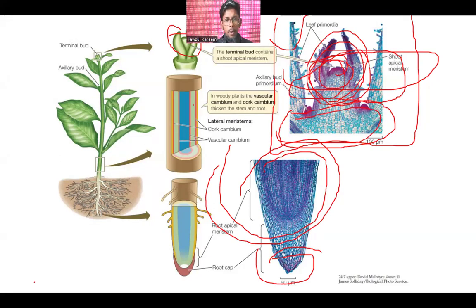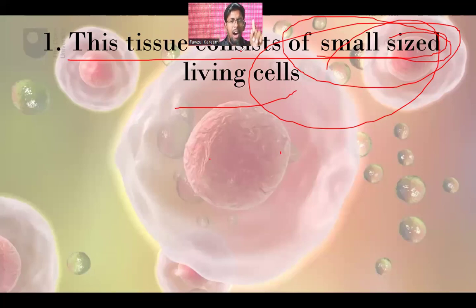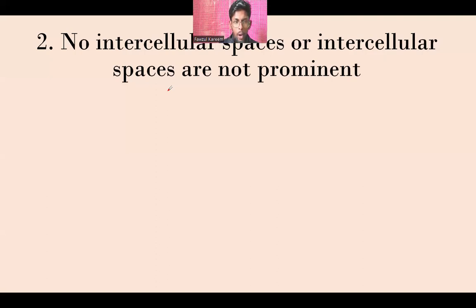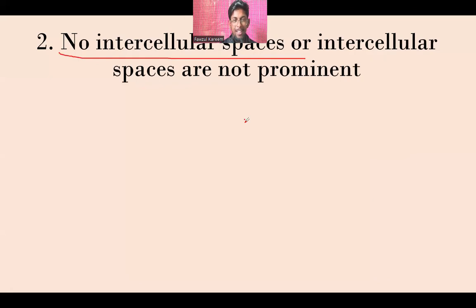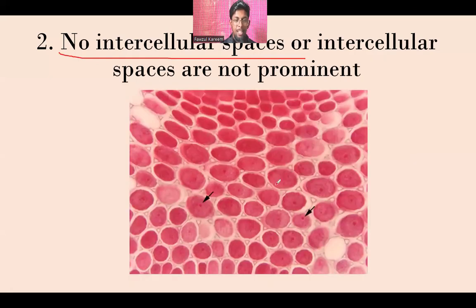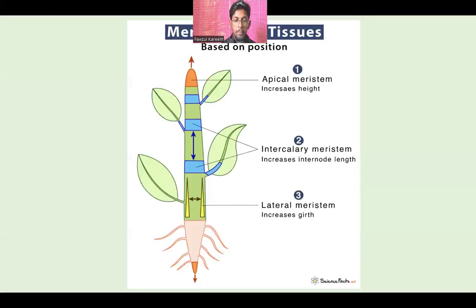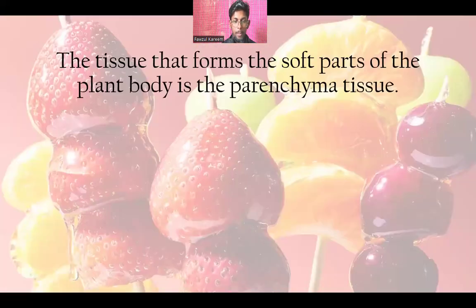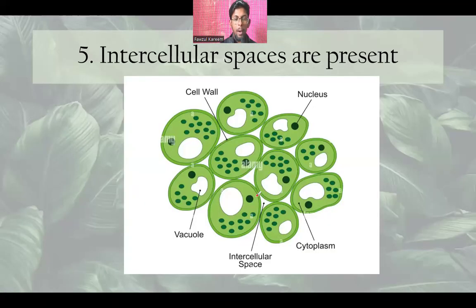Can you understand that point? So the cells are small size living cells. Fact number one: the cells are small. And fact number two: no intercellular spaces. What are intercellular spaces? You want to study what intercellular space is? Wait a minute, I will show you.